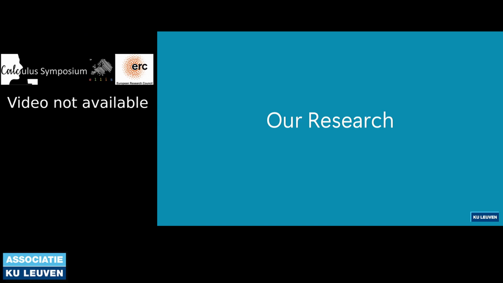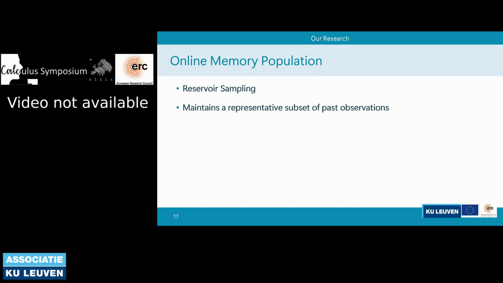So now let's move on to some of our contributions. Let's start by discussing how the memory population takes place in online continual learning. The best known approach to perform memory population here is an algorithm called reservoir sampling. Essentially we can prove that at each moment in time this algorithm maintains a representative subset of past observations in the memory. And by representative, I mean that the subset is IID.